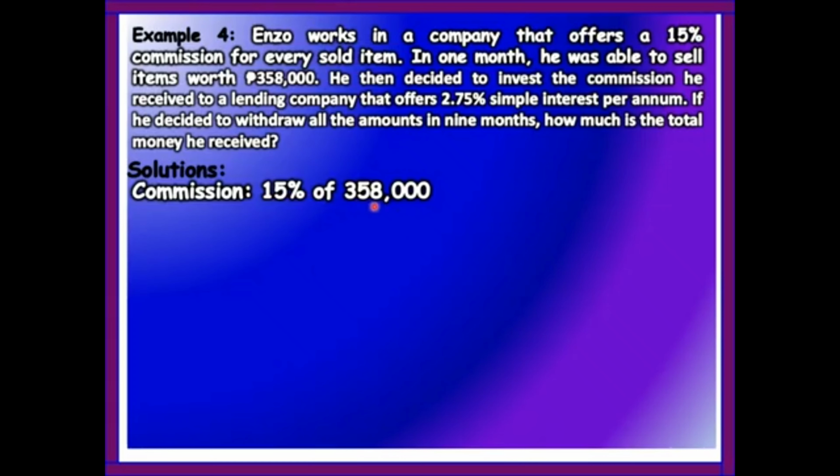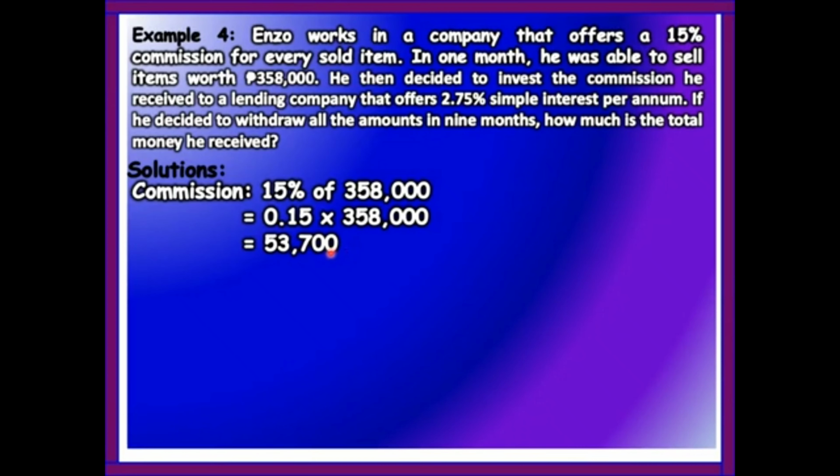The S is total sales or 358,000 pesos and the rate is 15%. So we will get 15% of 358,000 to find the commission. 15% in decimal is 0.15 and "of" is multiplication, then multiply these two numbers, you will get 53,700. This is the amount of money that Enzo will invest to a lending company.